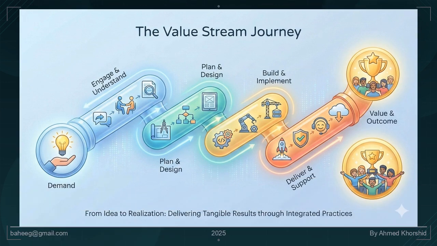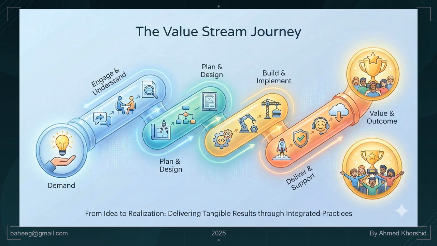Figure: extra detailed AI-ready prompt for an AI-generated diagram showing a horizontal, flowing pipeline titled The Value Stream Journey. It starts with a demand icon, a light bulb or raised hand, on the left. The pipeline flows through 4 major, visually distinct segments: engage and understand, plan and design, build and implement, and deliver and support. Each segment contains smaller, linked icons representing practices, like a chat bubble for engage, a blueprint for design, a gear for deploy, a shield for support.